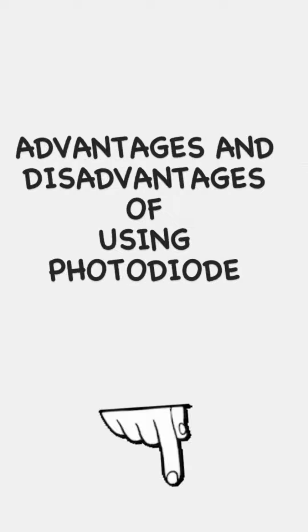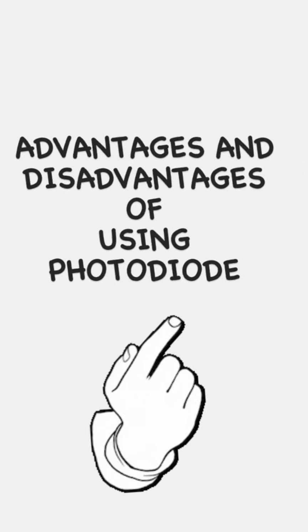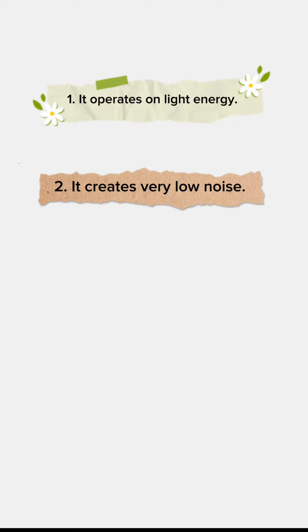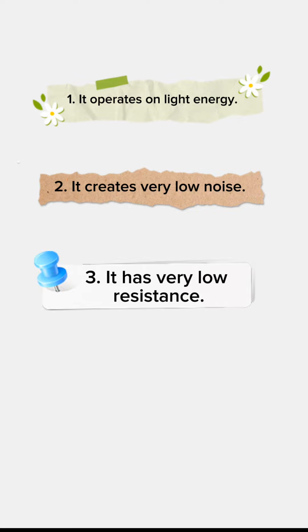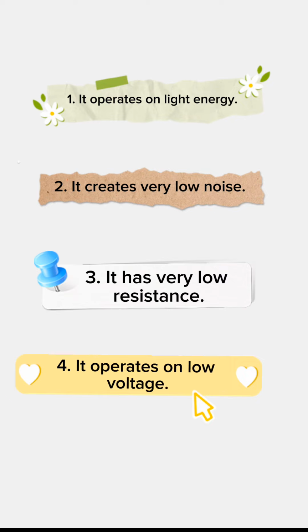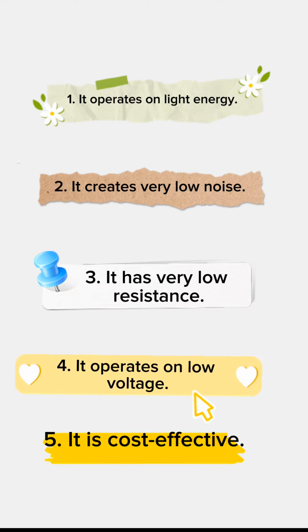What are some of the advantages and disadvantages of using photodiode? Advantages are: 1. It operates on light energy. 2. It creates very low noise. 3. It has very low resistance. 4. It operates on low voltage. 5. It is cost-effective.